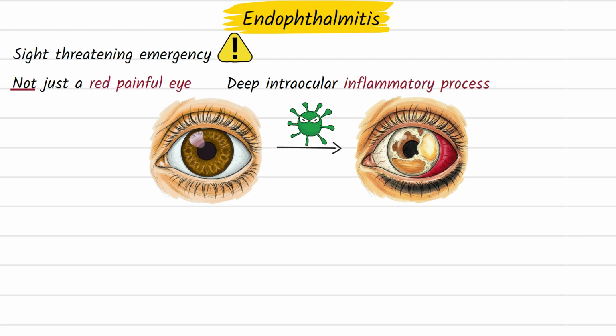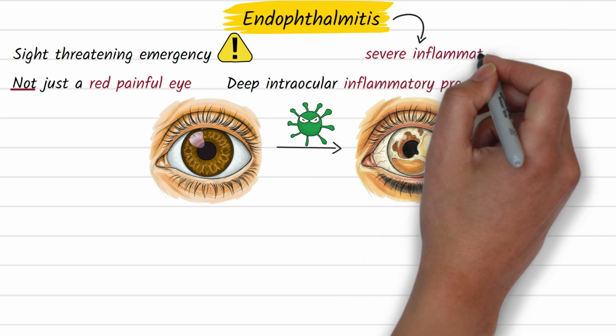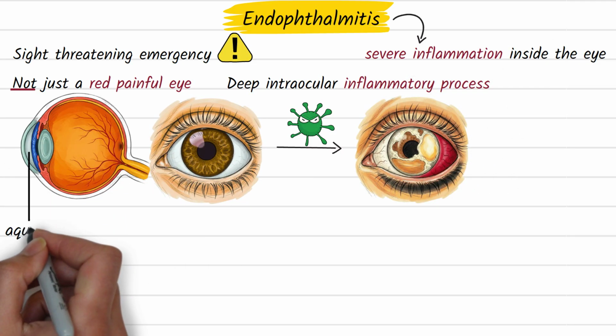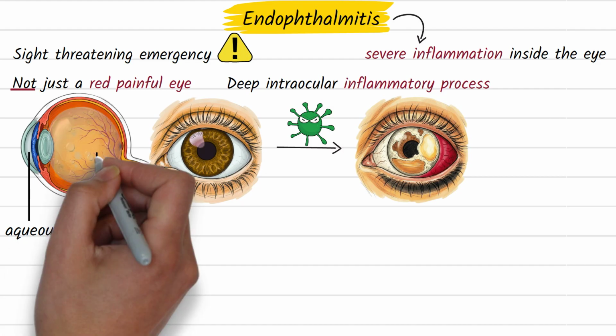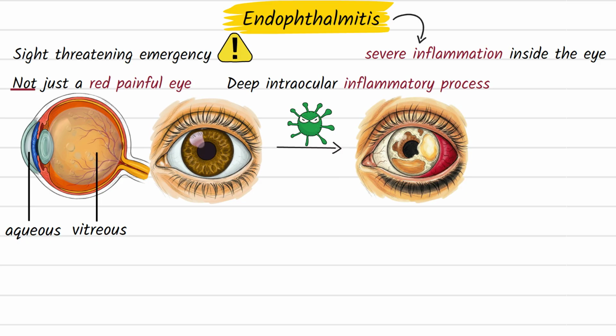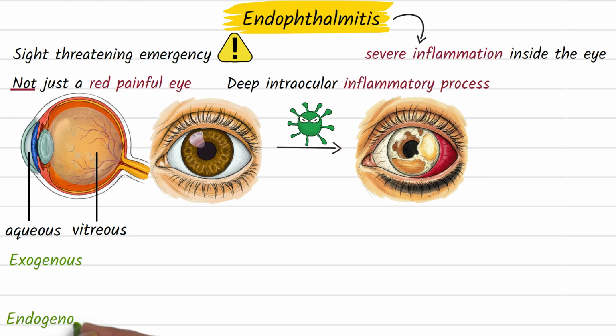This video is going to cover endophthalmitis, which refers to severe inflammation inside the eye, usually involving the aqueous and the vitreous, with the vitreous being the gel that fills the back of the eye. In most important clinical cases, the process is infectious, although some sterile inflammatory reactions can mimic it and make early assessment more challenging. The disease is broadly divided into exogenous and endogenous forms.